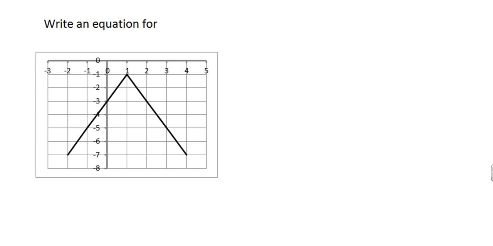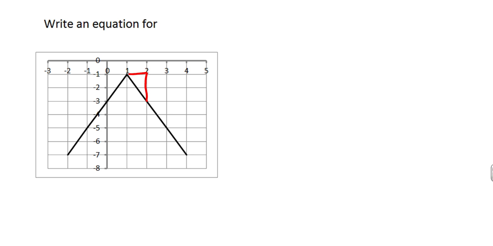Another one, this one we can see has a reflection over the x-axis, and a little more subtle is it's also been stretched. So looking at the graph, instead of going over 1, down 1, it's going down 2. And so there's been a stretch by a factor of 2. We can also see it's been shifted right 1 and down 1.